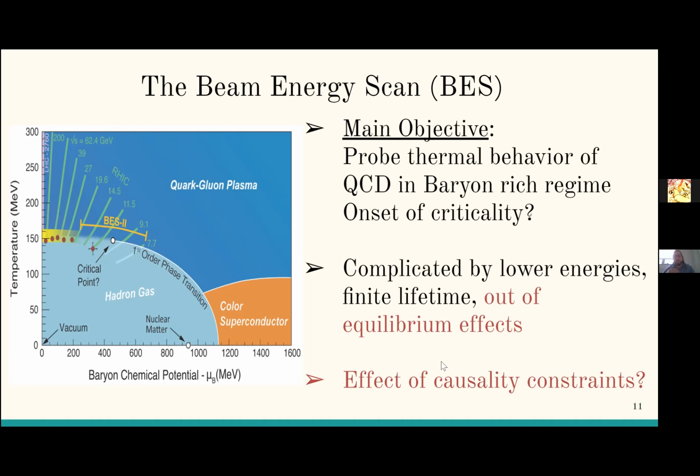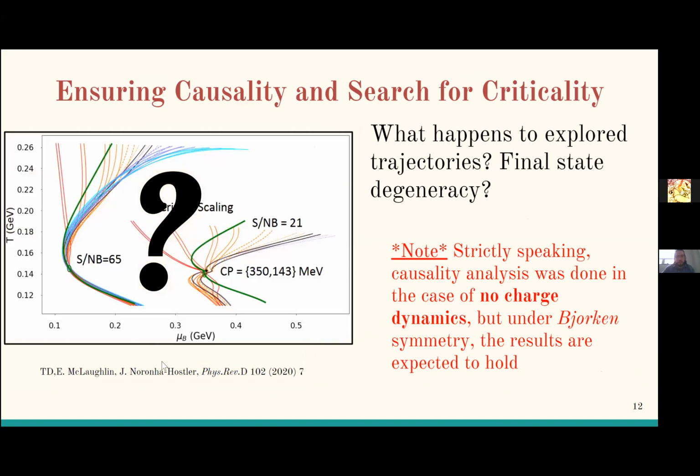And we want to start to wonder what are the effective causality constraints on our modeling for the beam energy scan. What should we measure at the beam energy scan, and what kind of constraints does causality put on that for us? So if I have different initial conditions going through some freeze out point, how are my trajectories constrained given that I have these causality constraints?